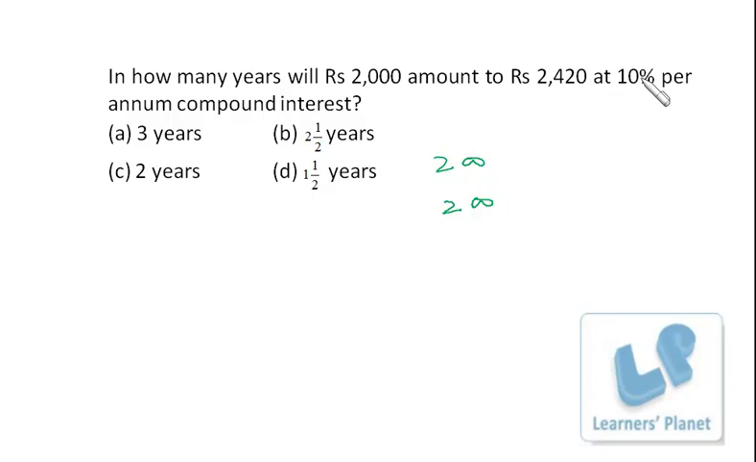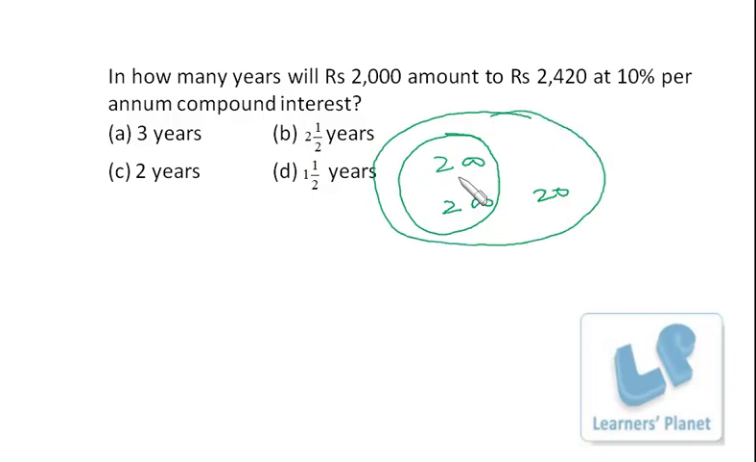Now 10% interest on the first year's interest also, so that will be 20 rupees. Okay, now this is simple interest, 200 plus 200, and this is compound interest, 200 plus 200 plus 20, that is 420. So it is just 2 years. Pretty simple. So in fact, if you are conceptually clear, you hardly need paperwork.